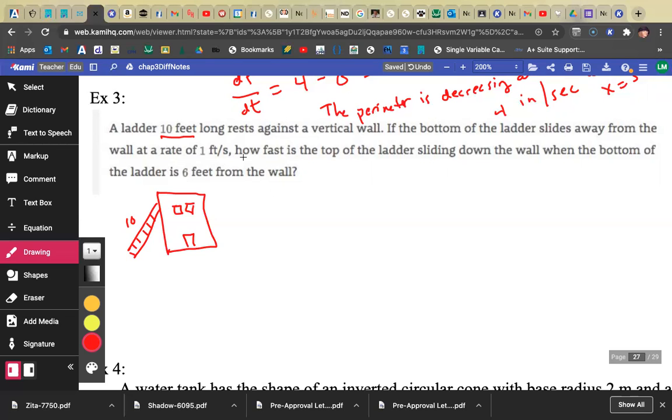So what's going on? It says that it's resting against the wall, but if the bottom of the ladder, so this is the bottom of the ladder right here, starts to slide away from the wall. So this is starting to move this way. So what's happening? This is moving this way and this is moving down this way. So this is going out that way and this is going down.